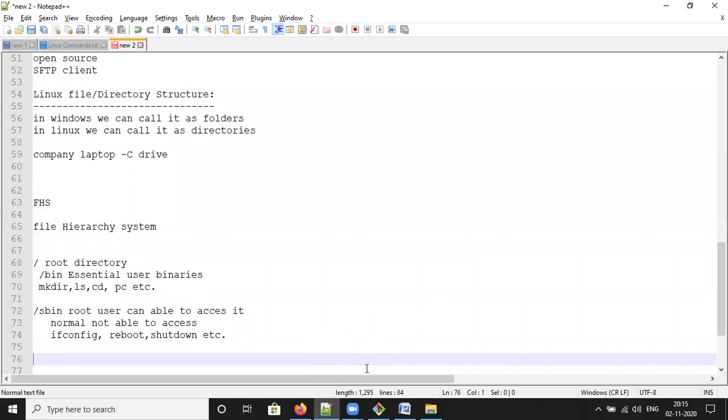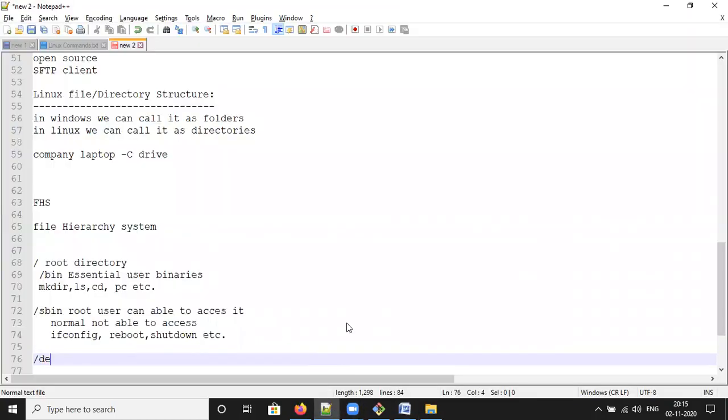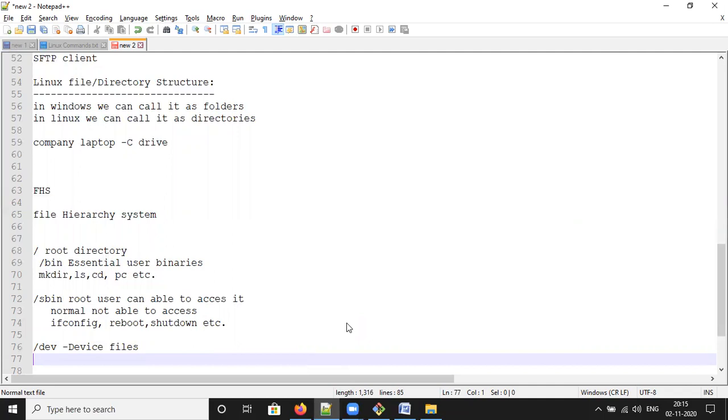And next, the /dev directory, which contains the device files. Linux exposes device files in the /dev directory. Sorry, not the environment directory. It holds a number of special files that represent the devices. It is not like a normal file.